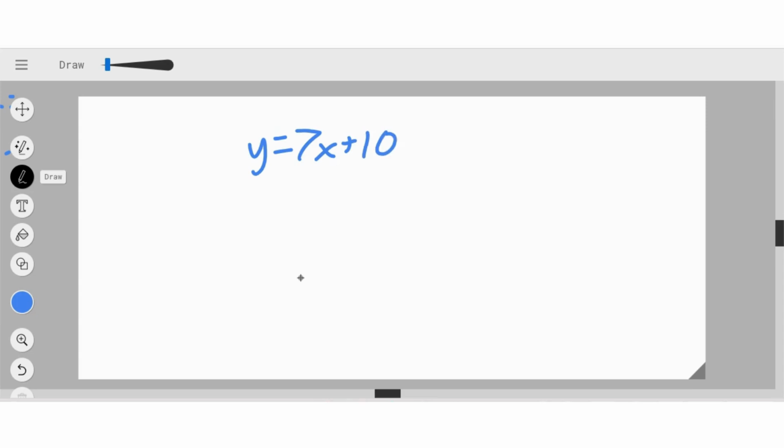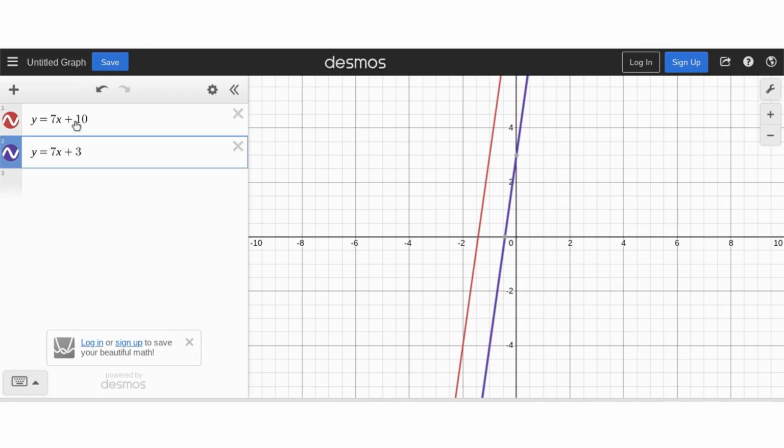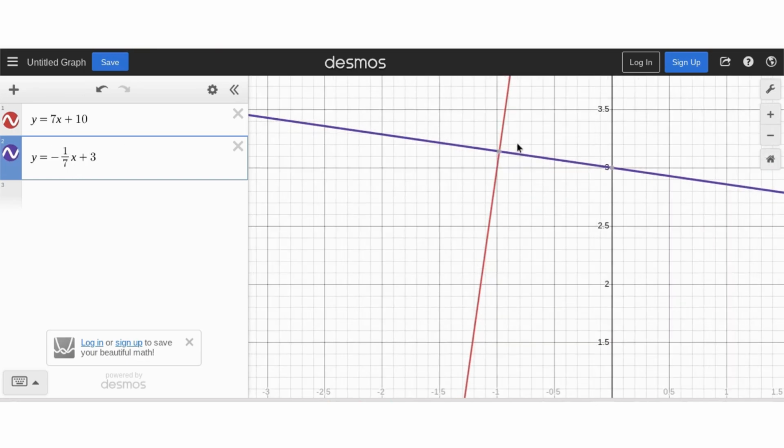It's the opposite and reciprocal. So y equals negative 1/7 x plus 10. The y-intercept actually doesn't matter. In these types of equations, it could be like y equals negative 1/7 x minus 1000, and it would still be perpendicular. The only thing that matters is the slope. So if we graph these equations, negative 1/7 x, you'll see that looks pretty perpendicular. It looks like a 90-degree angle.